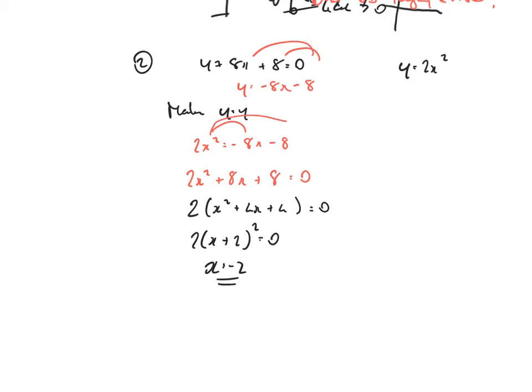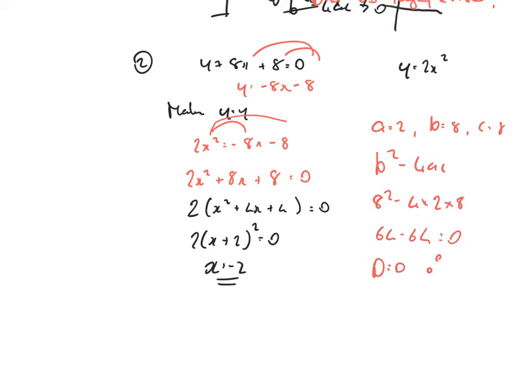Let's now go after the discriminant. A is 2, B is 8, C is 8, and that goes into b squared minus 4ac. So it's going to be 8 squared minus 4 times 2 times 8, and that's 64 minus 64, which is equal to 0. That's the result I was looking for. D equals 0, therefore tangency exists.